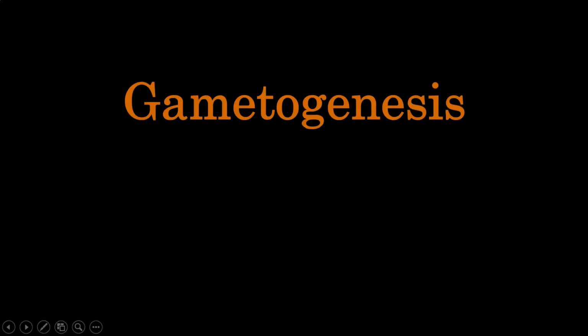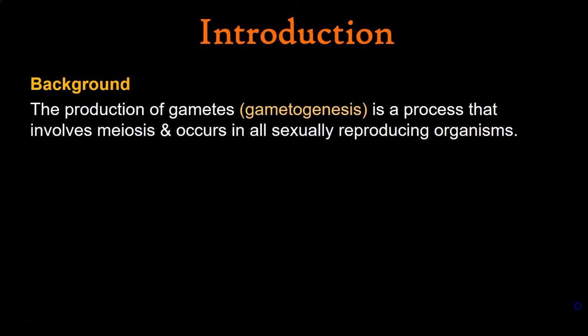All right, let's move on to our next topic, gametogenesis. Gametogenesis is a natural extension of our coverage of meiosis from the previous lesson. And gametogenesis means the process by which gametes are produced. Gametogenesis involves meiosis, but not exclusively meiosis. There are other processes involved, and that's actually the reason that we need to look at it.